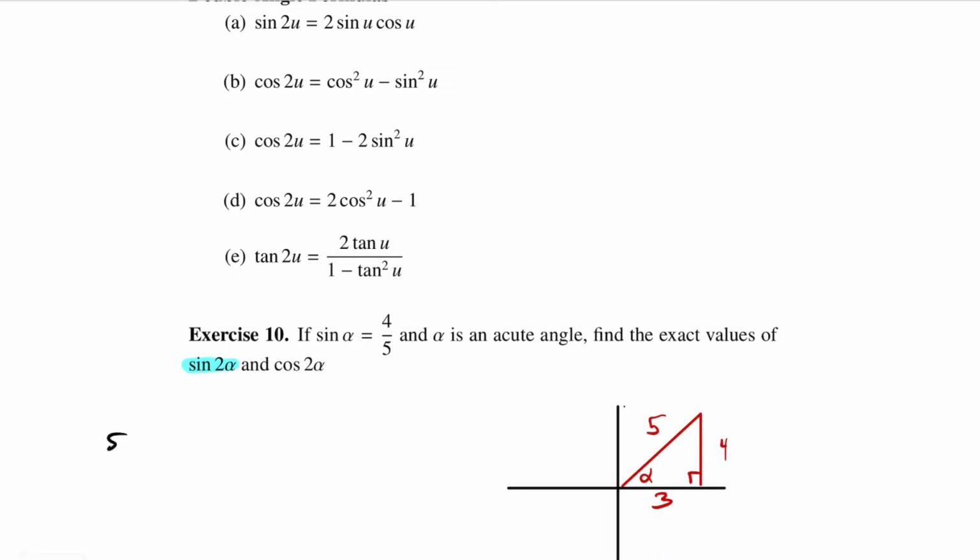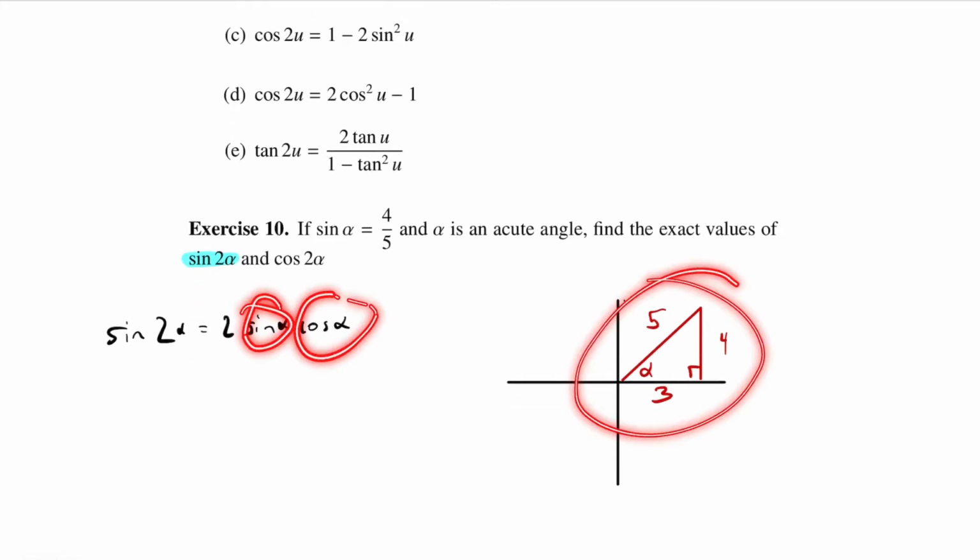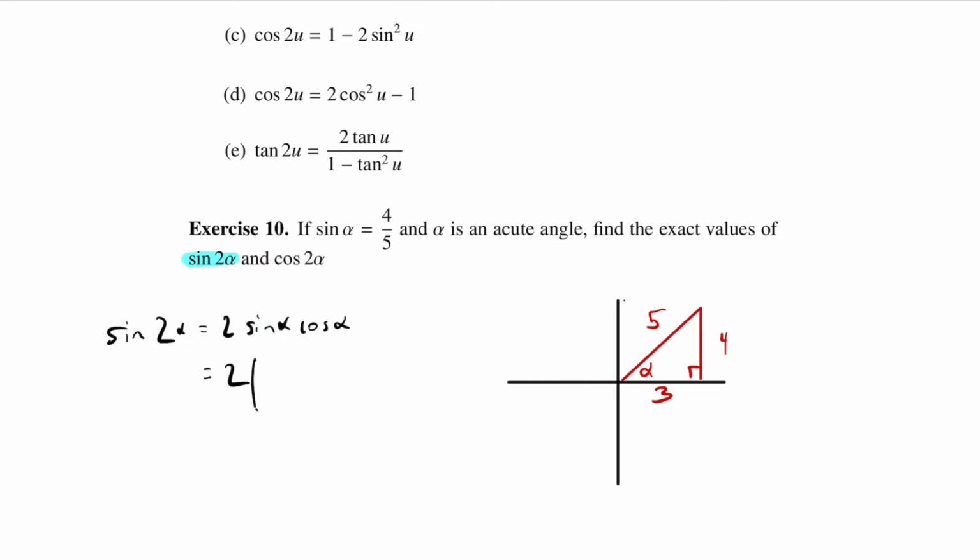So we're going to have to use this formula. So let's do that now. Sine of 2 alpha will be 2 sine alpha cosine alpha. I'm just using alpha instead of u. And now we can use the triangle to fill in these ratios. So 2 times sine, well, we already know what sine is. It's 4/5. It's given to us. Cosine is adjacent over hypotenuse, so 3/5. So if you work that out, you should get 24 over 25 is our final answer.